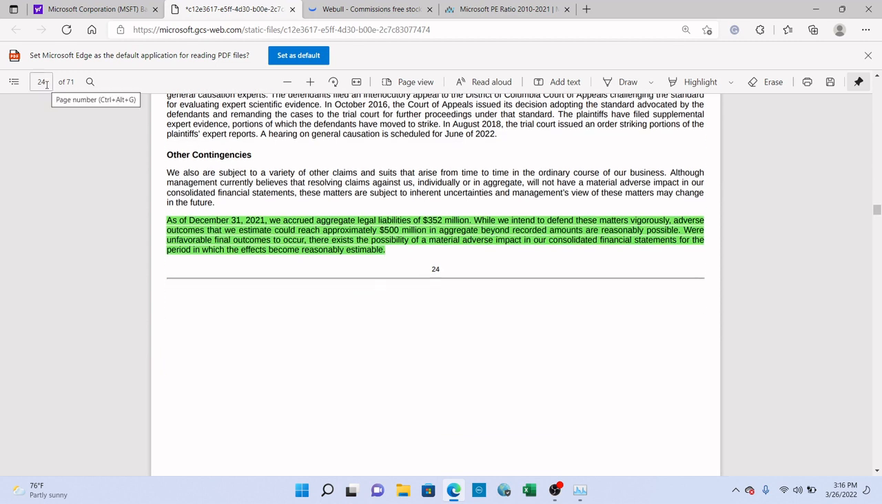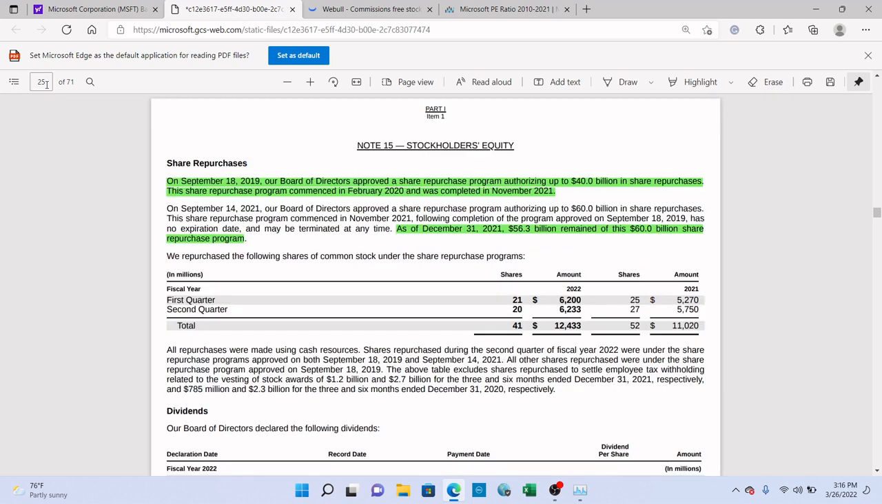So now let's go over to page 25. And this is my favorite part, which is the share repurchase part. It says here, on September 18, 2019, our board of directors approved a share repurchase program authorizing up to 40 billion in share repurchases. Basically, this was completed in November 2021. So this program lasted 2 years. In 2 years, they spent 40 billion in share repurchases. That's 20 billion a year.